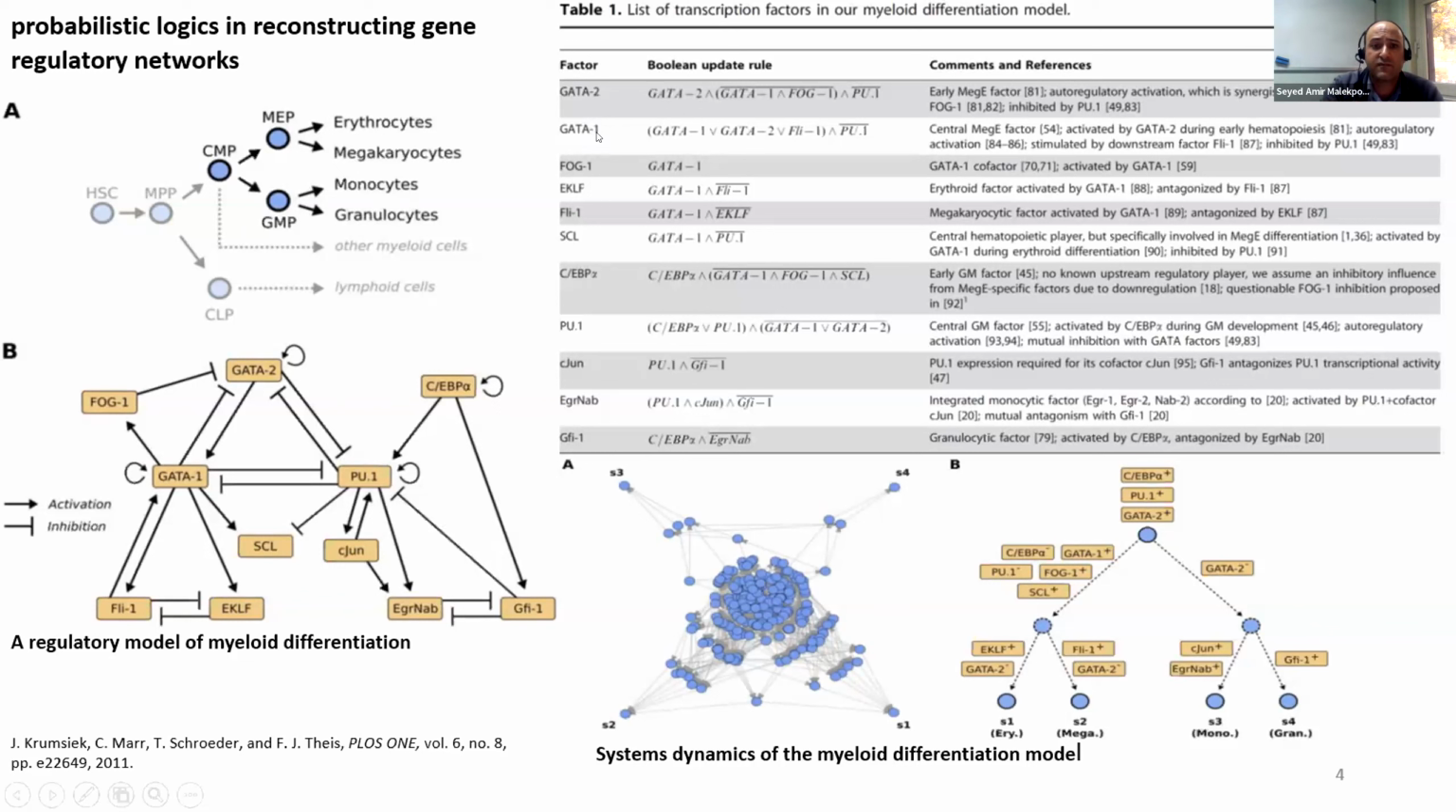For example, in the case of GATA1, we have the logic rule: GATA1 or GATA2 or FLI1, and not PU1. So GATA1 is activated in the presence of GATA1, GATA2 or FLI1 and absence of PU1. So this is a Boolean logic that is governing the TF and target gene interaction. And Fabian Theis's group has shown that such logical relationships are important in cell differentiation, and they can create 4 different cell types based on these logic rules.